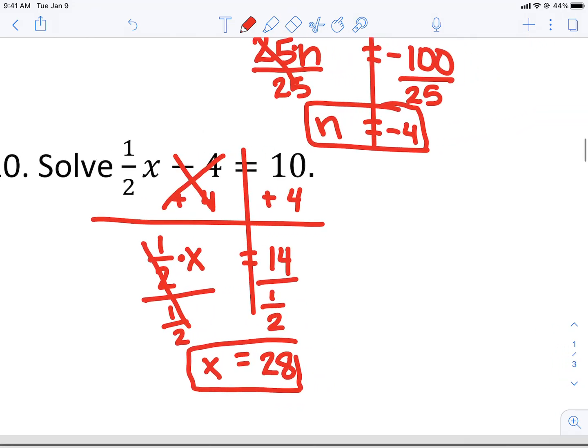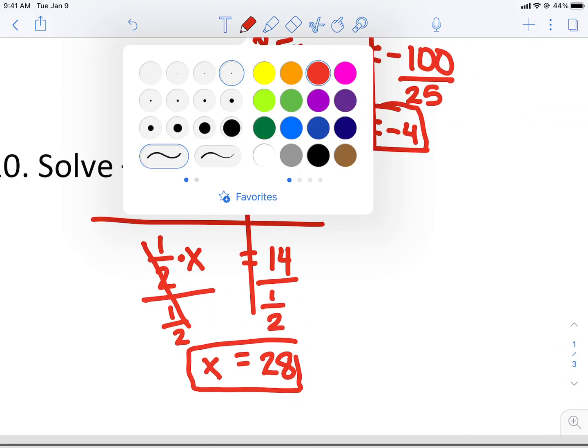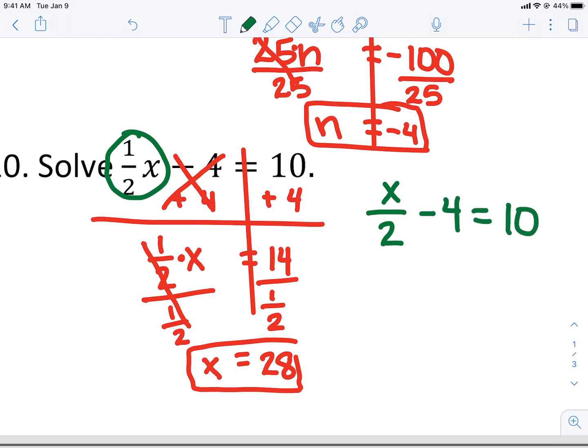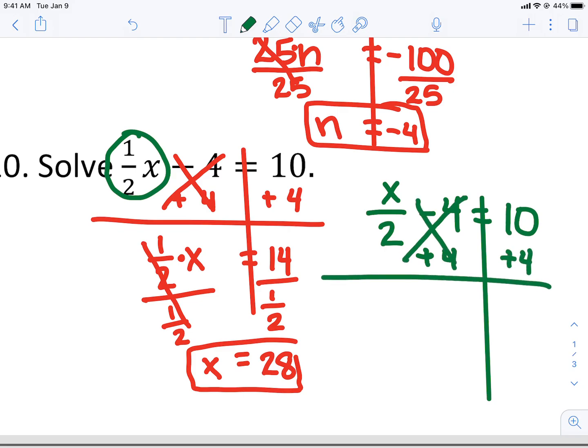Another way to solve it is you can understand, oh no, I'm going to switch colors so you can see that we get the same thing. You can understand that 1/2 x, this right here, can also be written as x over 2. If we rewrite it like that, you still draw a line through the equal sign. You add 4 to both sides, plus 4 plus 4. Those zero out again. We get x over 2 equals 14.